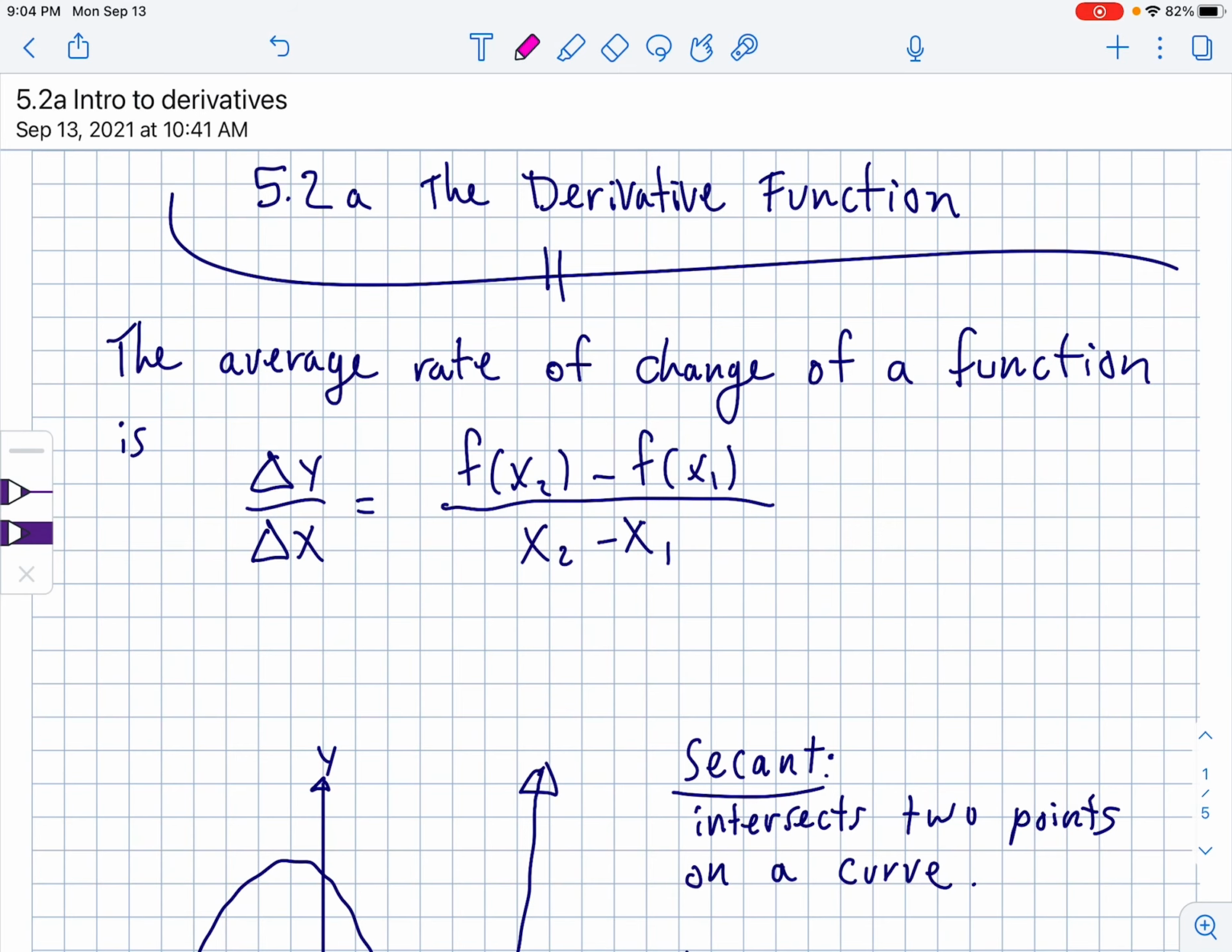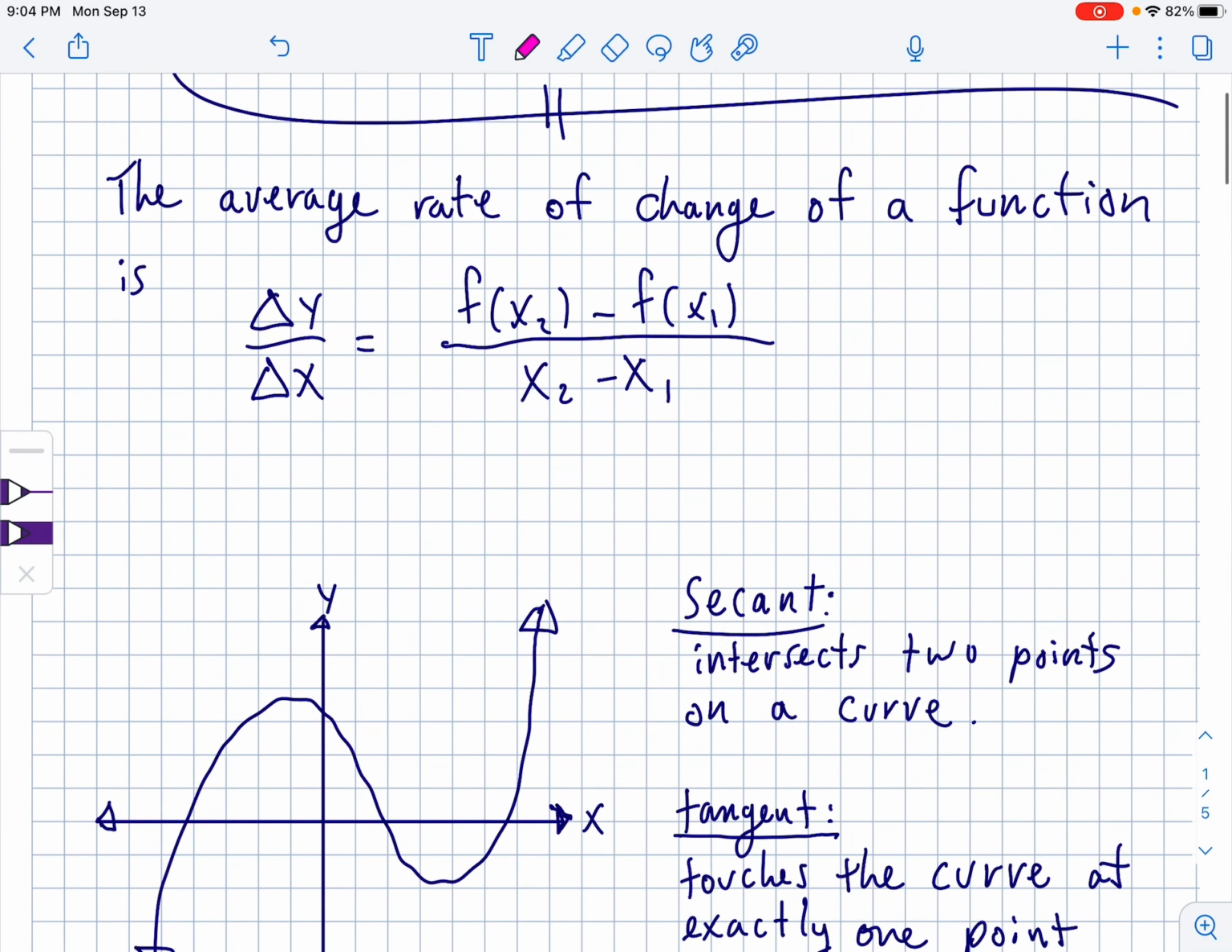First up, the average rate of change. There's that word again, change. Remember, calculus is all about how things are changing. It is going to be delta y, delta being that triangle, it's a Greek letter, over delta x. So change in y over change in x. That's going to be f of x2 minus f of x1 all over x2 minus x1.